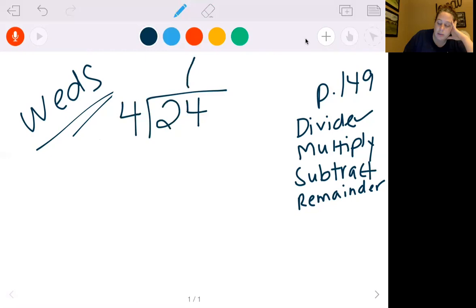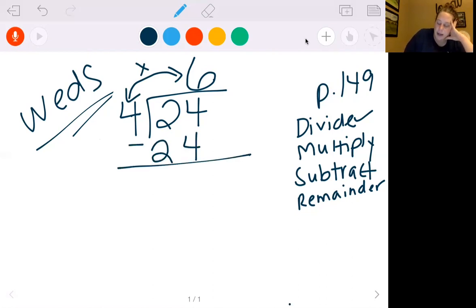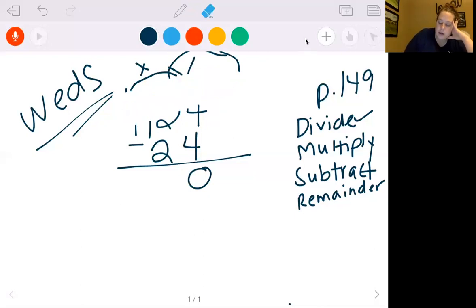So that works. So I'm going to write my 6 right above that 4. I don't write it over the 2 because that would mean that 4 goes into 2 6 times, and it can't. 4 goes into 24 6 times. So then I'm going to multiply these two numbers. 4 times 6 is 24, and I'm going to write it right there. Then I'm going to subtract those two numbers, and I get 0. There's no remainder, so I don't need to write R0. I just have a final answer of 6. Okay, let's do another one.